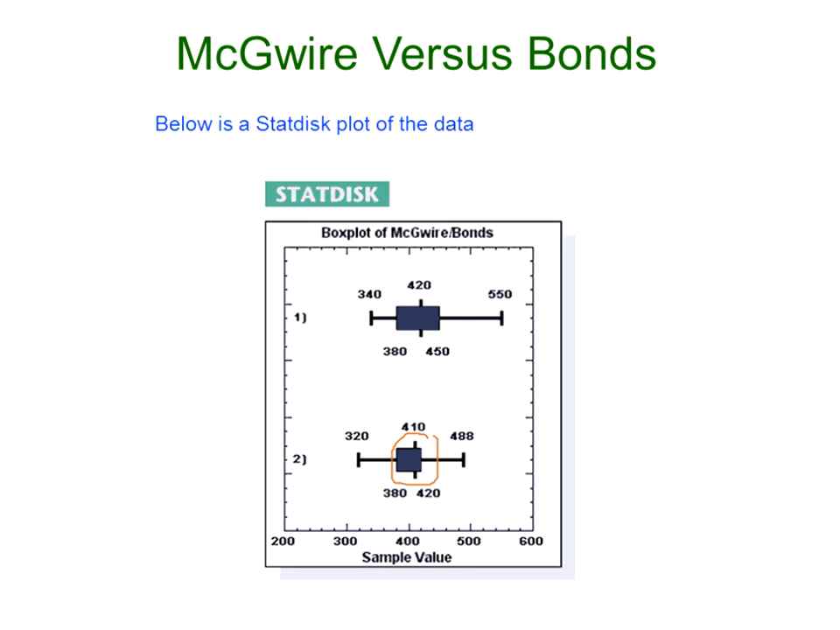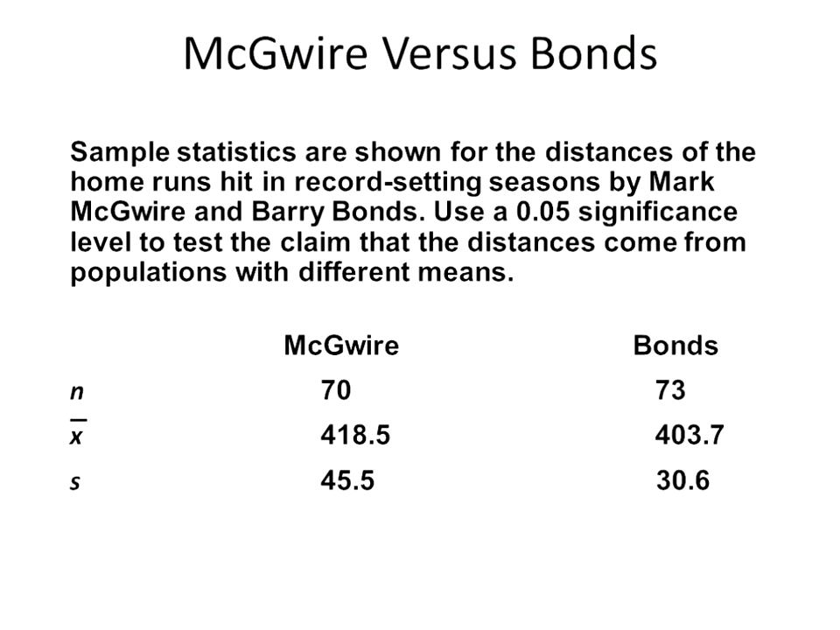But if you look at the median, McGuire's median hitting distance, that's the mark that looks like it's in the middle, was higher than Barry Bonds. But the shorter box plot is talking about less variability, so more consistency.